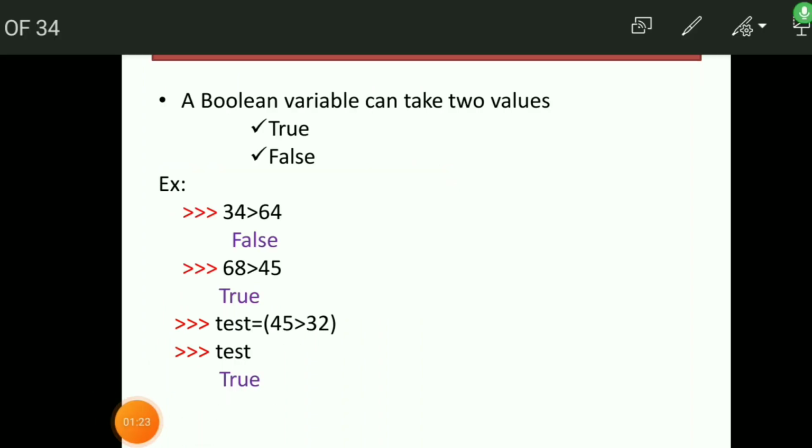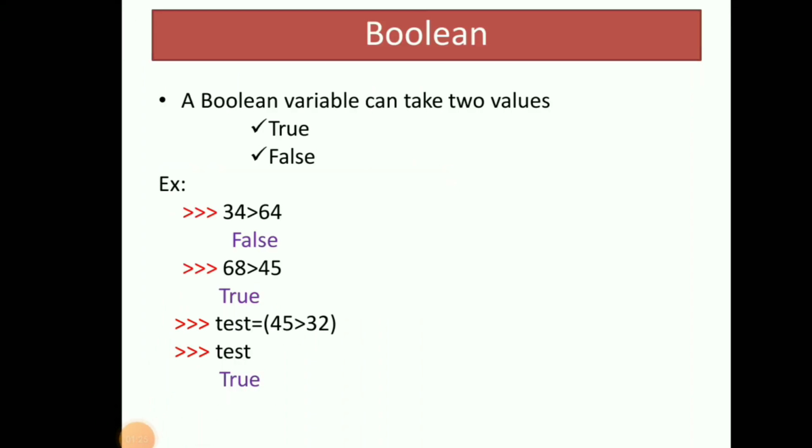Next one is the Boolean variable. A Boolean variable can take two special values. First one is true, next one is false. The most common way to produce a Boolean value is with the relational operators. Here is the example: 34 is greater than 64. We have to check the condition, whether it is true or false. Here the condition is false.